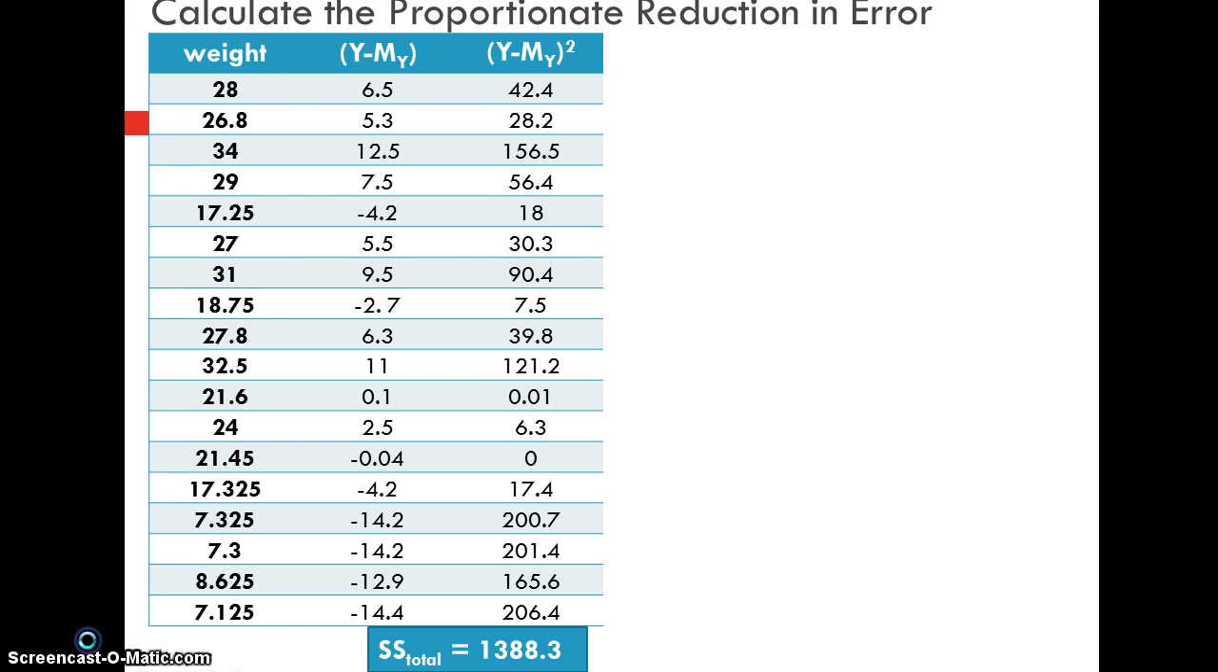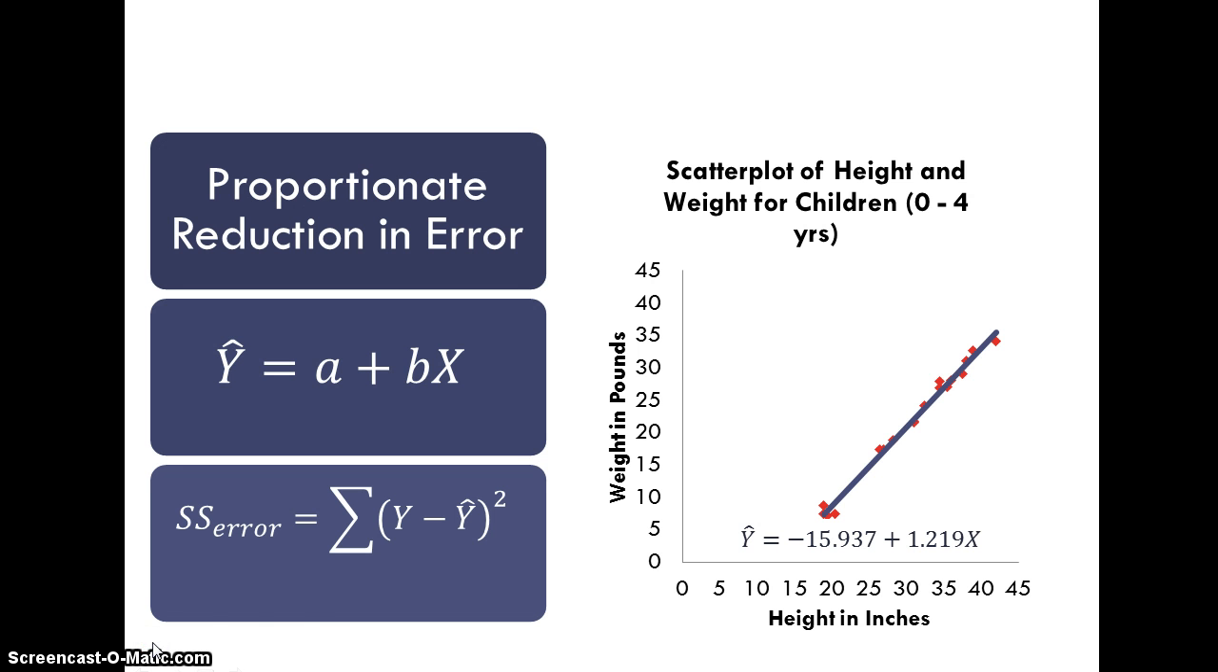Okay, so here are all the values if you want to check your work. And the sums of squares total for this model ends up being 1,388.3. So the next part is that we need to find the sums of squares error.